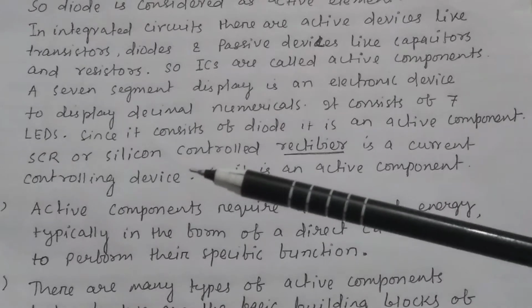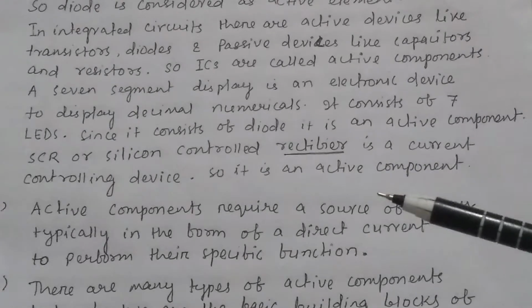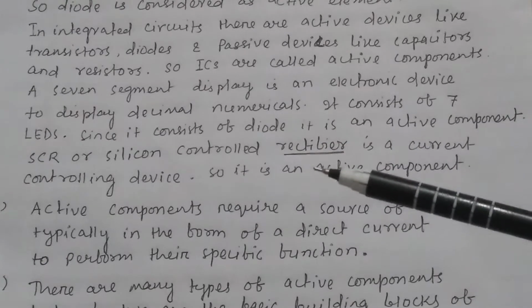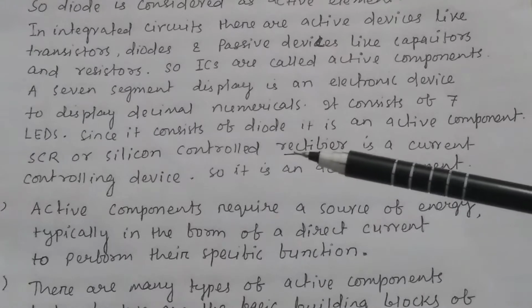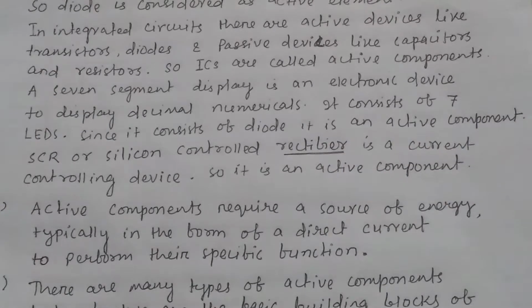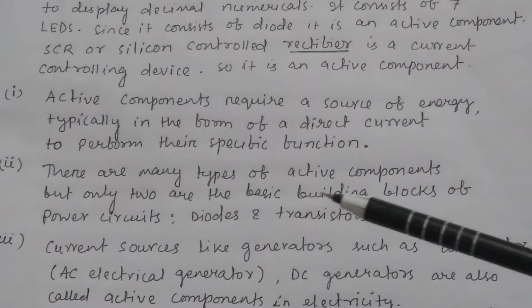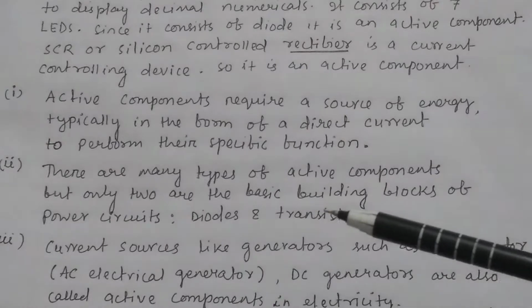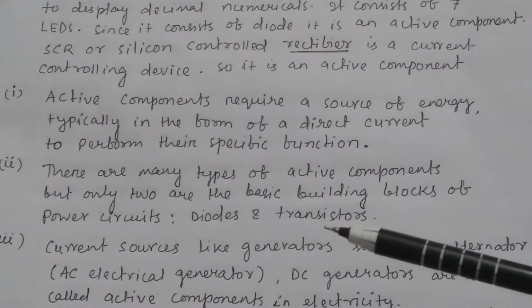We know SCR or silicon controlled rectifier is also a current controlling device, and it is also an active component because it is a rectifier. So what is an active component? An active component means a component which amplifies the signal or produces power. There are many types of active components in electronic circuits, but only two are the basic building blocks of power circuits, that is the diodes and transistors.